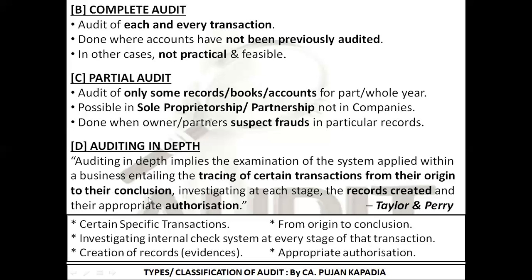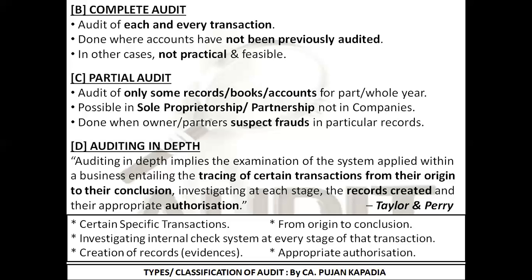For example, my debtor, Mr. X, has paid me 1 lakh rupees. So what is the transaction basically? I have received 1 lakh rupees from my debtor, Mr. X. Now, if I want to perform auditing in depth, I'm going to go to the inception, to the origin of the transaction. Why is he paying me? Because I may have made some credit sales. So I am going back to the transaction of credit sales.